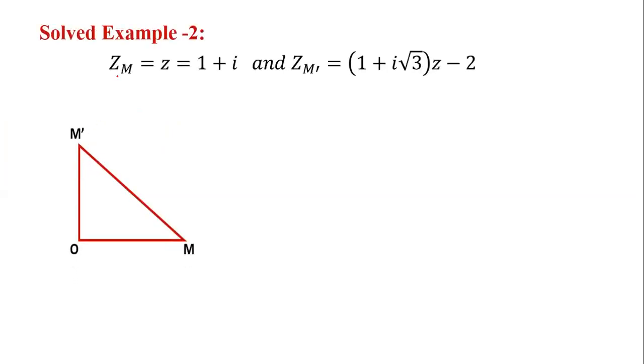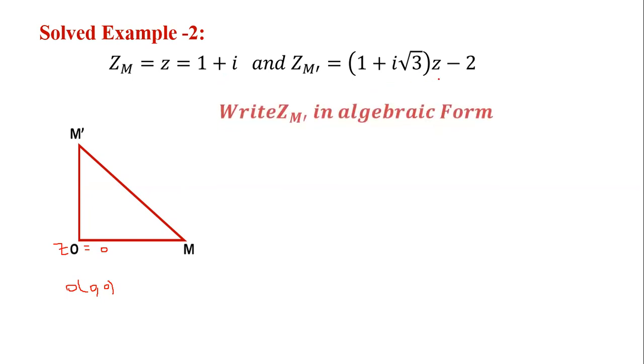Another example concerning right angled triangles and complex numbers. As we know, the affix of the point O is denoted by 0, and the image of the point O is (0, 0). Z of M is given, written in algebraic form. Z of M prime is also given.